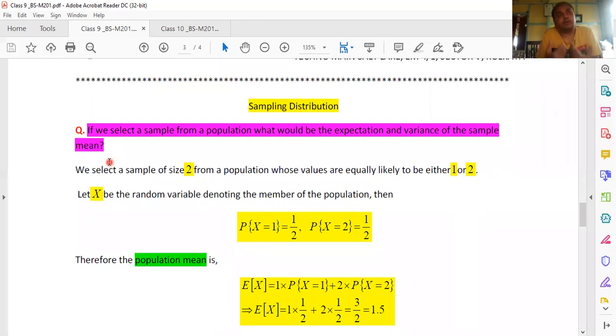If I'm interested in the COVID-affected people of India, I can consider as a population the COVID-affected people of Asia. If I'm interested in the COVID-affected people in Middle East Asia or South Asia, I can consider the population to be the world, the entire world where COVID-affected people are there.